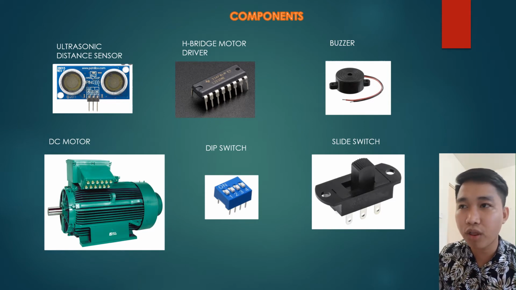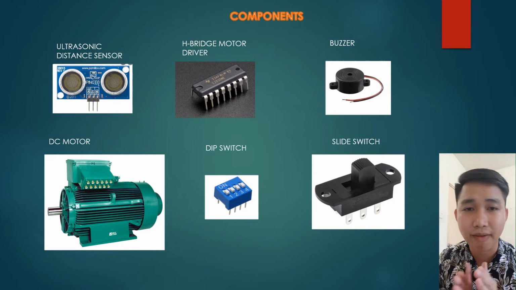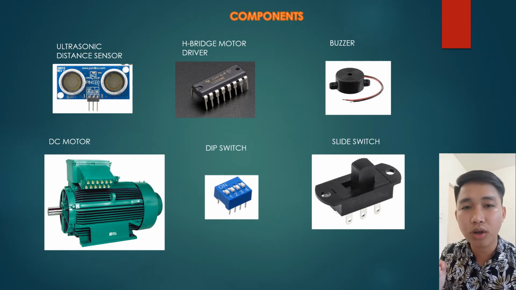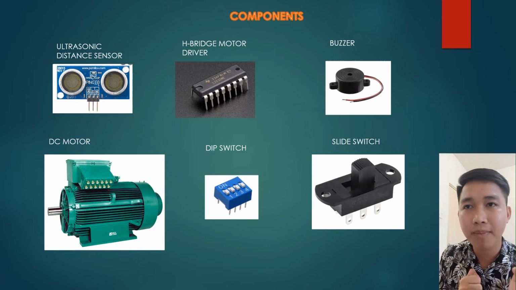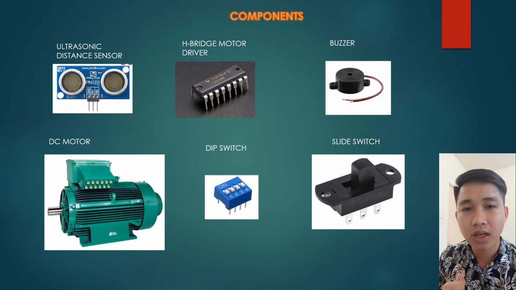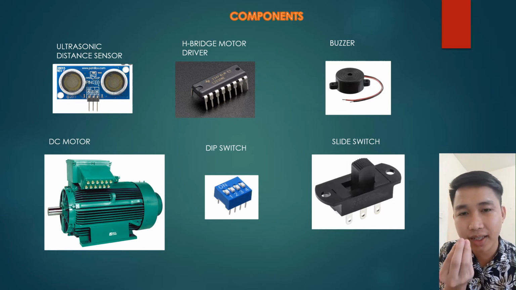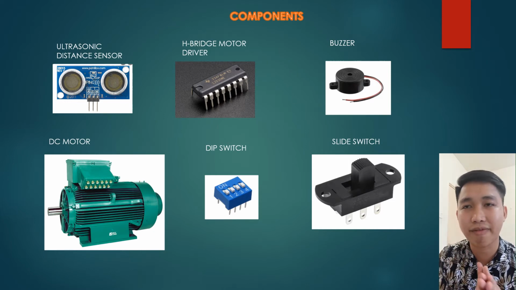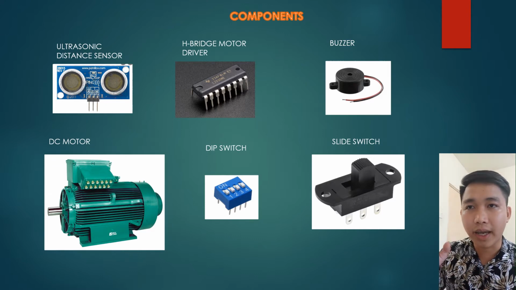And the fourth one is the DC motor. What is the function of the DC motor? The DC motor in the system functions as a pump. The DC motor will pump water. And the fifth component that we use is the dip switch. The dip switch is the same as the slide switch. The main purpose is the same, which is to switch off or switch on the circuit, but there are slight differences. And the last component that we use is the slide switch.